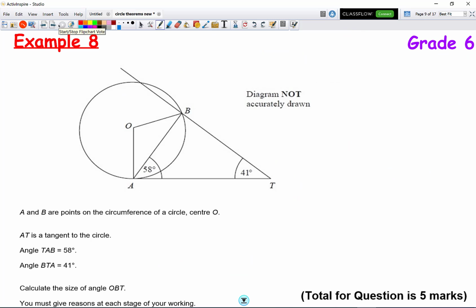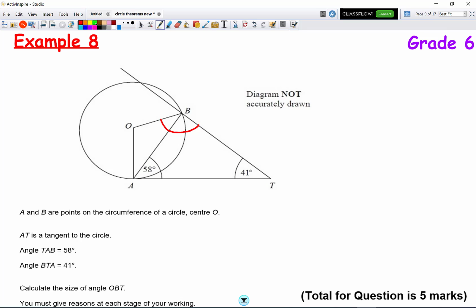So here's a question for you to try. You can pause the video and then look at my worked solution. Welcome back. In this question, we've been asked to work out angle OBT. First of all, where is angle OBT? Well, it's going to be all of this angle here. So we want all of this angle. How are we going to do this? Let's have a look.